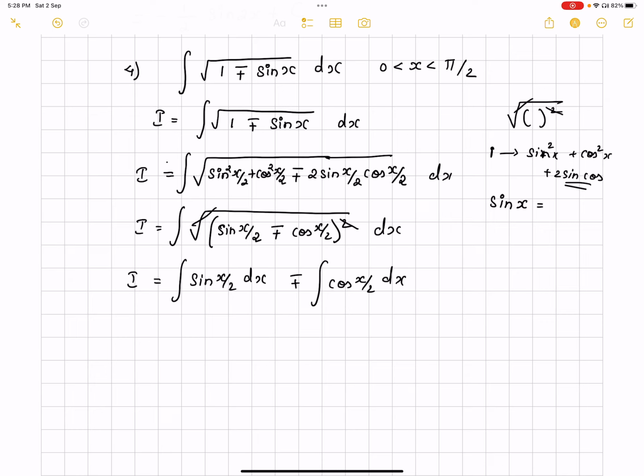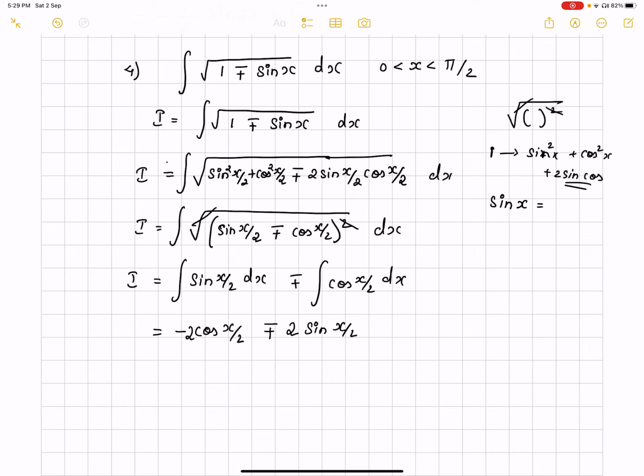Now, when I integrate sine x by 2, what I would be getting is minus cos x by 2. What is the coefficient of x here? 1 by 2. So, 1 divided by 1 by 2, it's going to be 2. So, done with this part. And then here, what I would be having is minus or plus sine x by 2, into 1 divided by 1 by 2, which is nothing but 2.